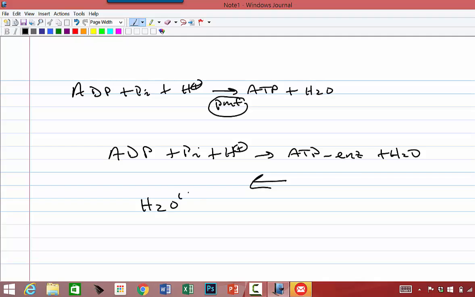This was his key thing: he used water that had an oxygen that was an isotope with a mass of 18, so that's radioactive. And then what he could do is basically find that the inorganic phosphate would have the oxygen incorporated into it, and that's exactly what he did.